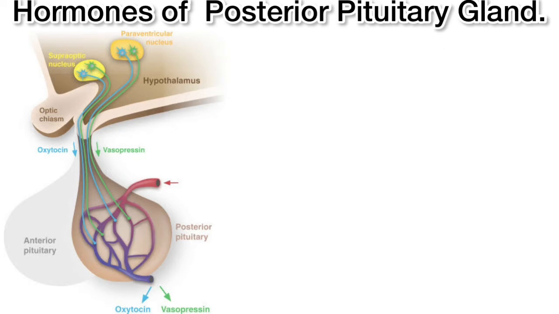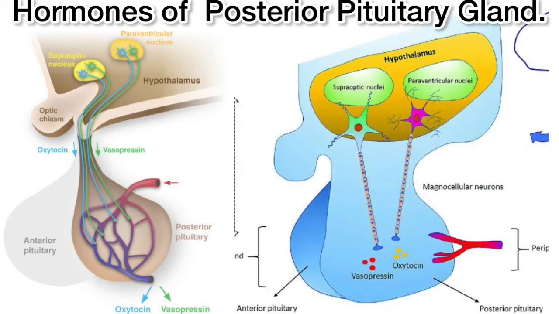Like I said earlier on, these hormones of the posterior pituitary gland are not secreted by the posterior pituitary gland. They are simply secreted by the hypothalamus and then conveyed to the posterior pituitary gland through nerve fibers of the hypothalamo-hypophyseal tract by means of axonal flow.